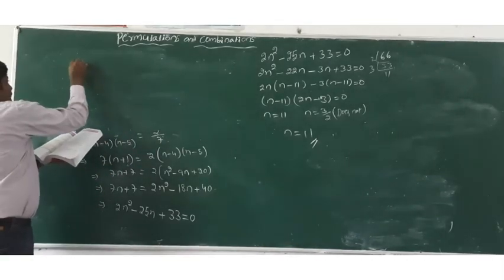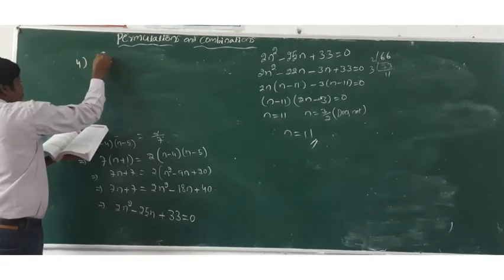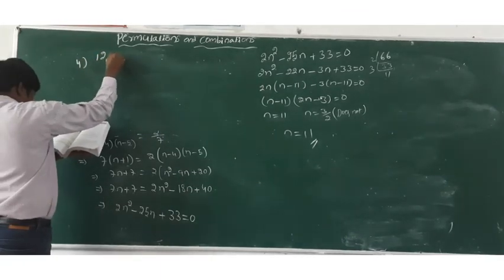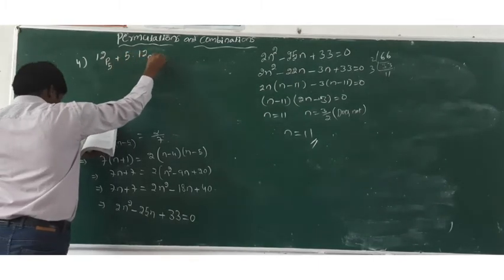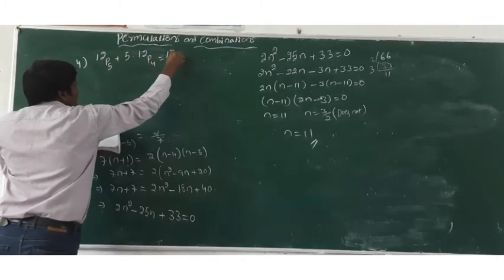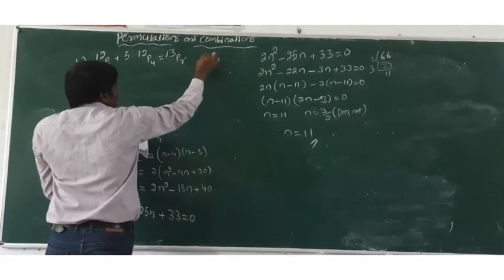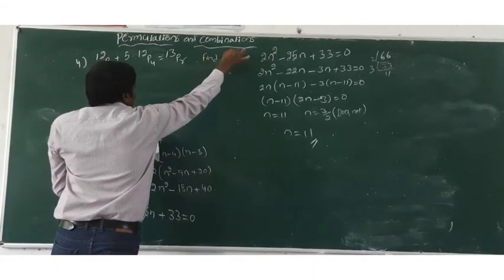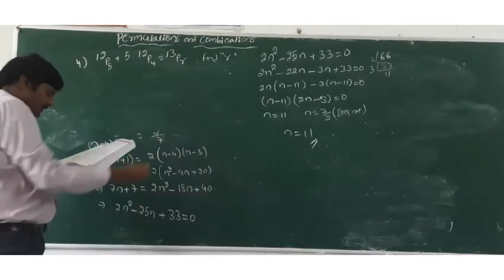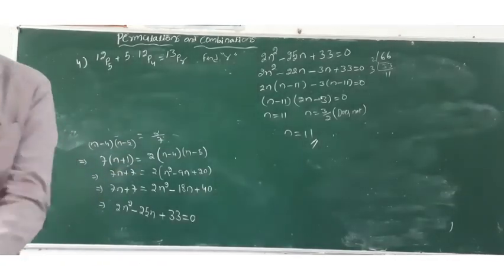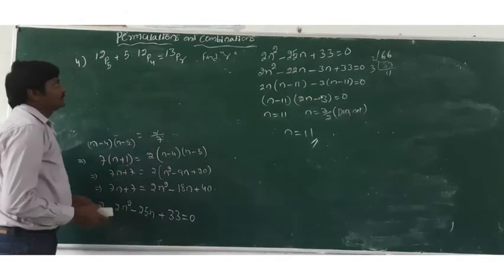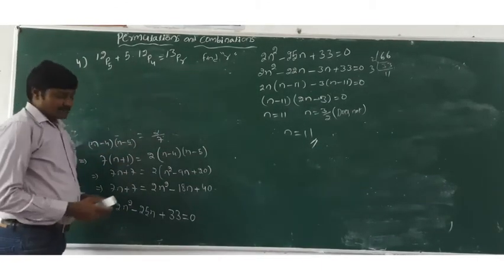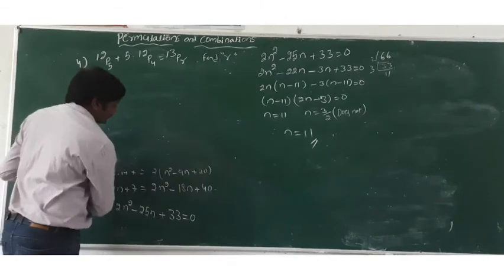Next, the fourth problem is 12P5 plus 5 into 12P4 is equal to 13Pr. Then find the small r. That is, nP5 plus 5 into nP4 is equal to 13Pr. Then find the r value.